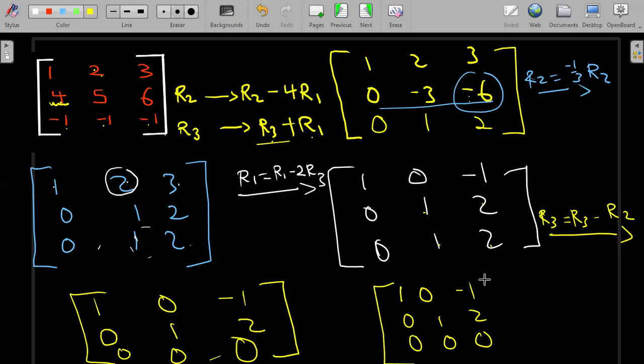I want your participation, guys. Do you think this matrix that I've found there is in reduced row echelon form? Is it in reduced row echelon form? Come on, guys. What's your comment there? It's not. Okay, why do you say it's not?